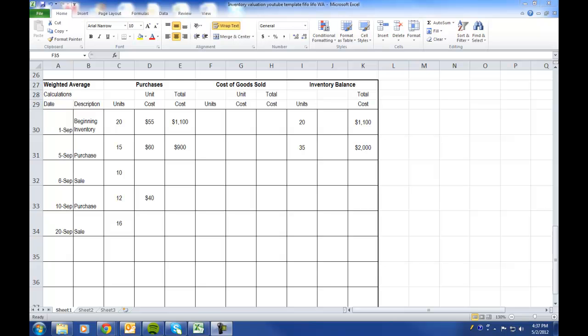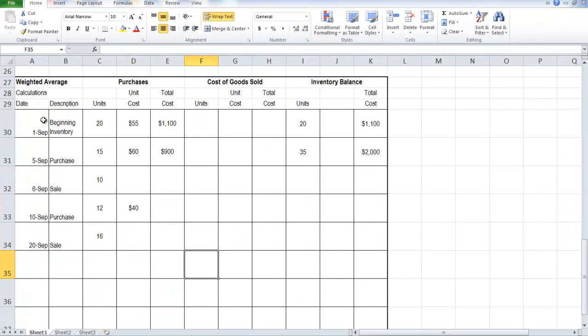Okay, for today's video, we will cover the last inventory valuation method, and that is weighted average. So we're going to figure out what the average cost of each unit is rather than the actual purchase cost of each unit. So again, we start with the same scenario that we have used for FIFO and LIFO.